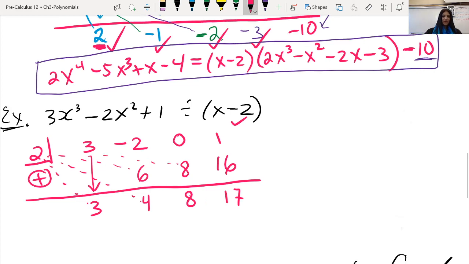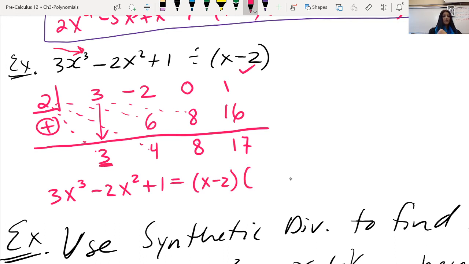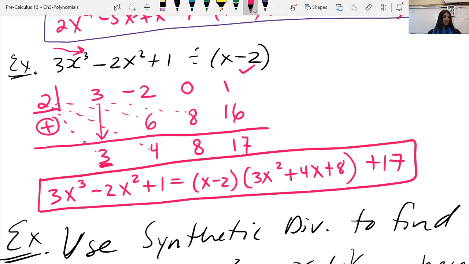And I don't know if you noticed, but this actually is the same question that we started off with, but it's nice to see a different form of that solution. So this 3x cubed minus 2x squared plus 1 ends up giving us the thing we were dividing by, so x minus 2, times what we just found. If I started with a 3x cubed here, this must mean a 3x squared plus 4x plus 8, and the whole thing is plus 17 at the end because that's my remainder. And then there is my overall answer.